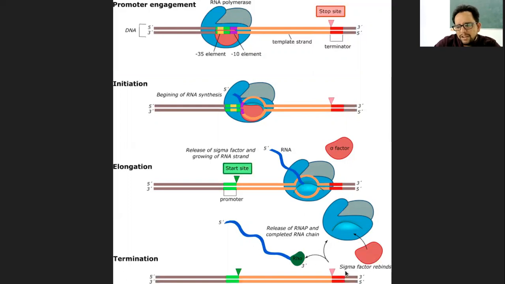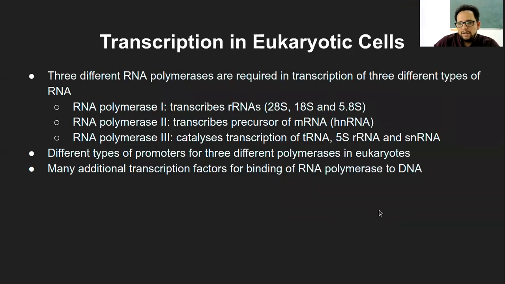And then of course termination, where the termination factor, that is rho, will also be required. Along with the RNA polymerase, it will recognize the termination codon and termination region, and then it will fall off from the DNA molecule and the DNA will again go back to its original helical structure. So that is the transcription in eukaryotic cells. Now apart from this, the major difference in eukaryotes is that there are three different polymerases.